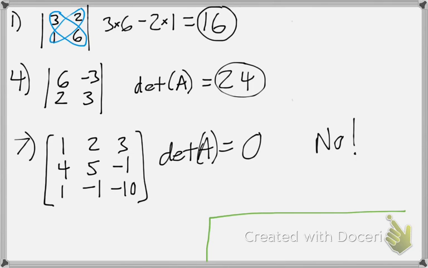So a matrix has to be square in order to have an inverse, but just because it's square doesn't mean it's going to have an inverse. So if it's not square, there's no way that it can have an inverse. If it is square, then it's possible it can have an inverse, but the determinant cannot be equal to 0 like it is here.